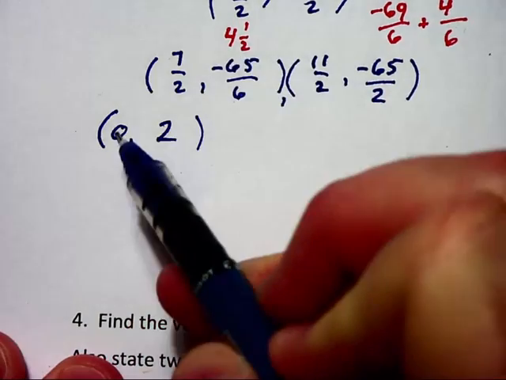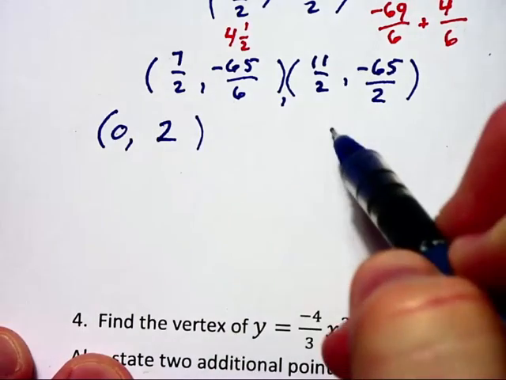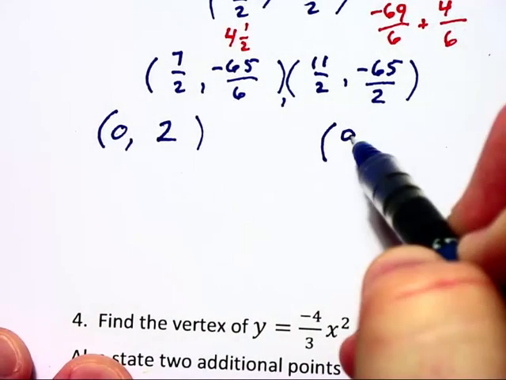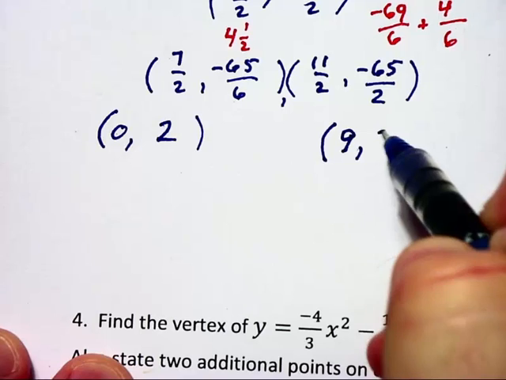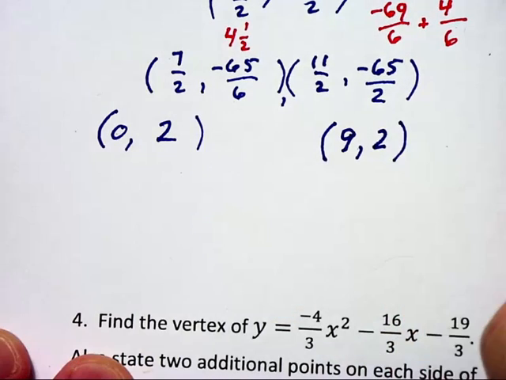Now that's 4.5 points to the left, so let's go 4.5 points to the right. That would be at 9 at the same height of 2 due to the symmetry.